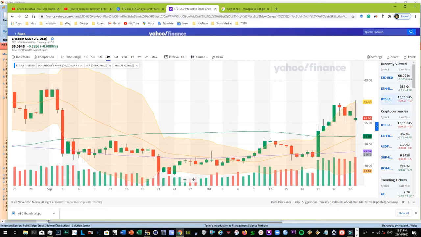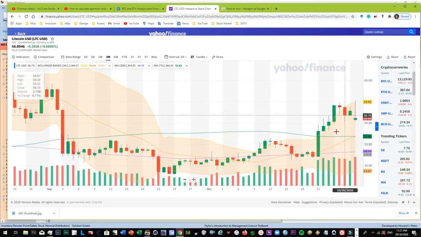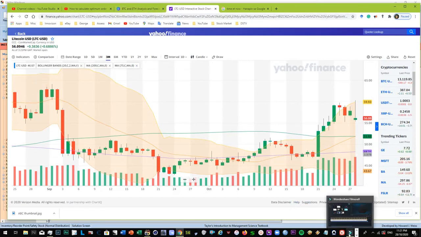Even without the others, if you're just using swing trading or small risk investment, then using the moving averages will greatly lessen your risk, the volatility risk.